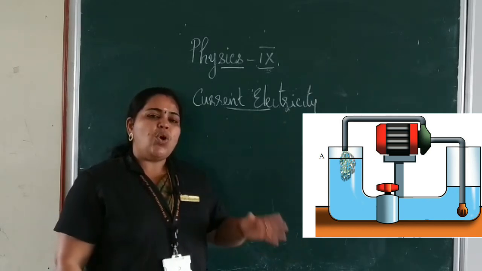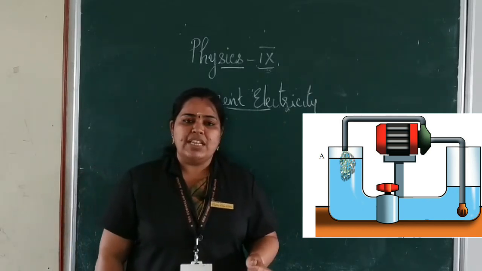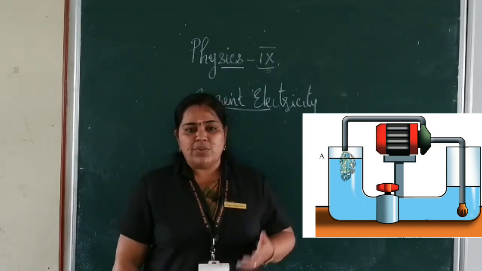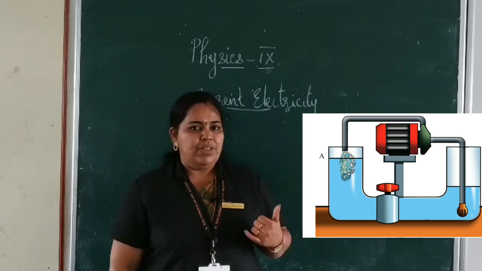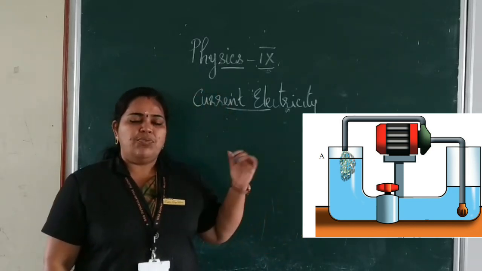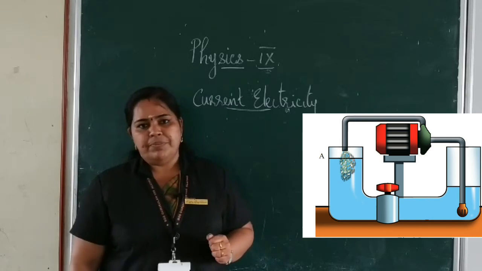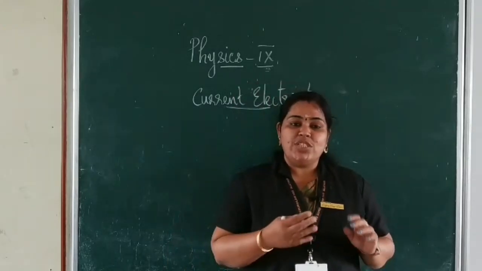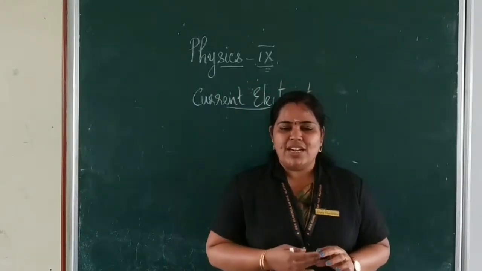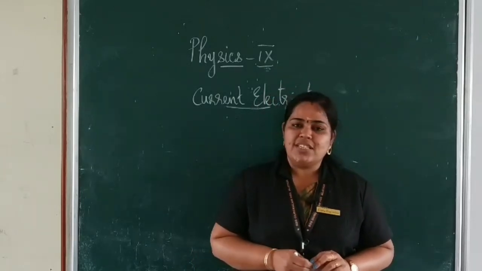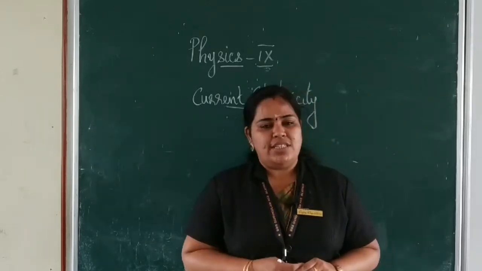So here the flow of water takes place continuously, and which device helps to maintain the flow of water continuously here? The pump. Okay, so the pump here helps to maintain the flow of water continuously. Is it clear? Now let's see the energy conversion taking place in a generator. What is the energy conversion taking place in a generator? Mechanical energy is converted into electrical energy.